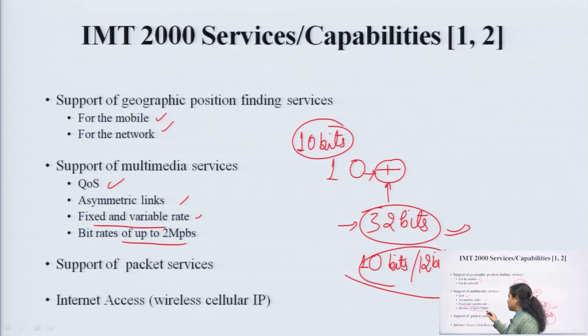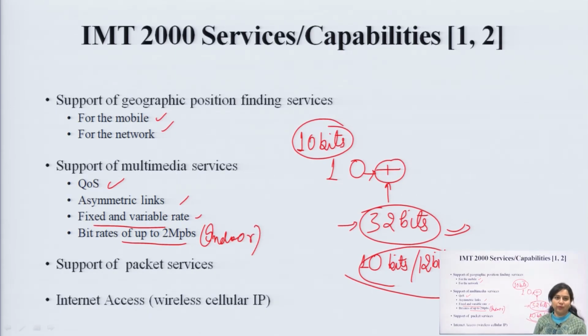Bit rate maximum up to 2 megabits per second, that is applicable for the indoor environment, in case when the user is not moving, it is present indoor. So, it supports packet services. Packet services means the data which you want to transmit is allocated in terms of packets only. The packet will consist of the header information and the trailer information.